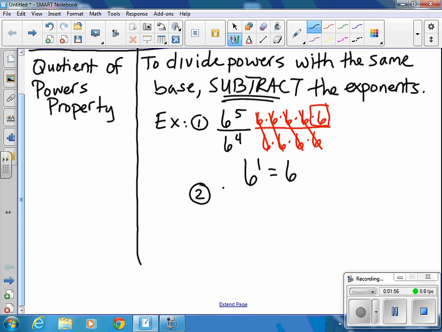Okay, for the next one, if I have (-5) squared divided by (-5) squared, my base is (-5), and if I use the property trick of subtracting exponents, 2 minus 2 gives me 0, which is another property that you now know. Anything to the 0 power is 1, so your answer to that one is 1.